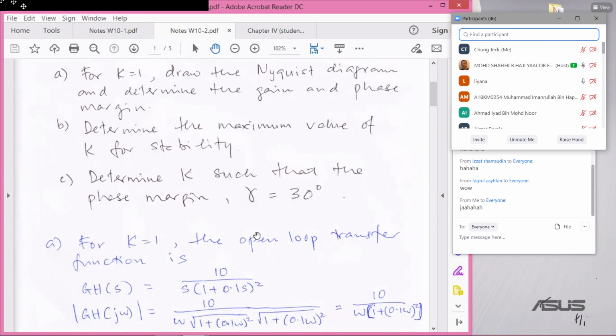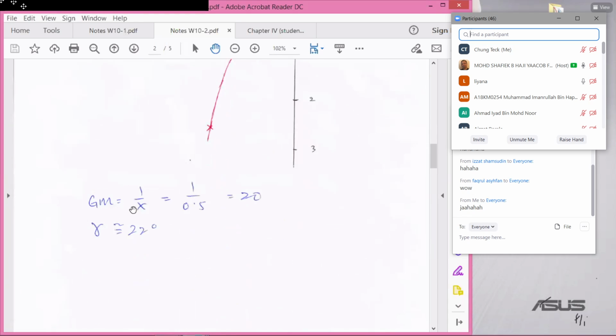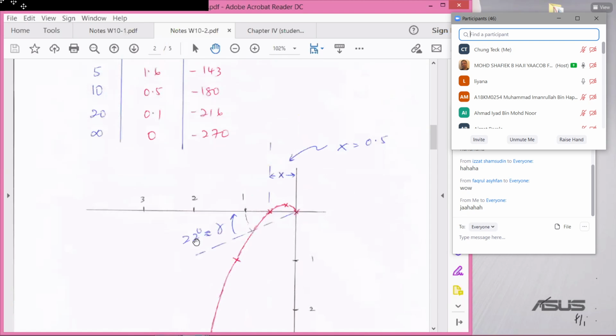And part C of the question is, you want to know what is the value of k such that the phase margin is equal to 30. So our phase margin now is equal to 22. So this is not satisfactory. We want the phase margin to be greater than 30 degrees. So you know that when k is equal to 1, the phase margin is equal to 22. When k is equal to 2, your phase margin is 0, meaning that you are already at marginal stability.